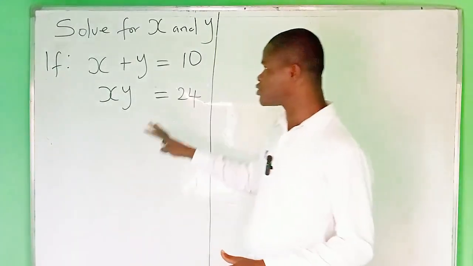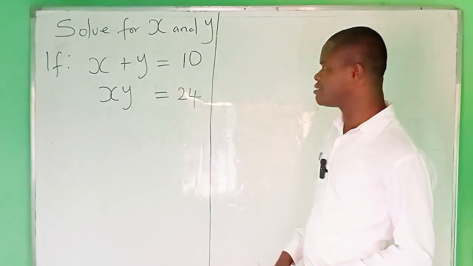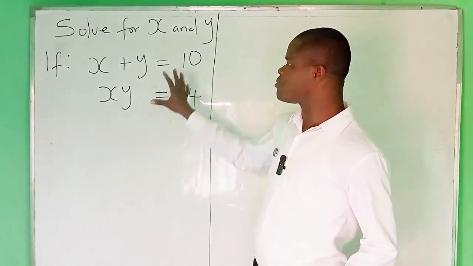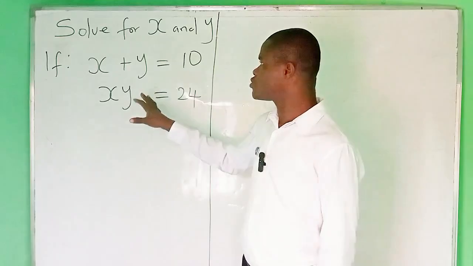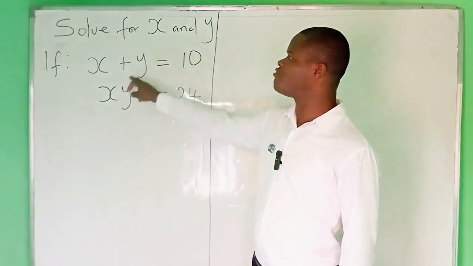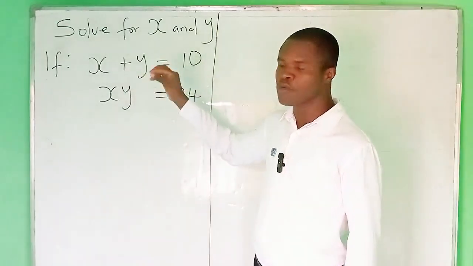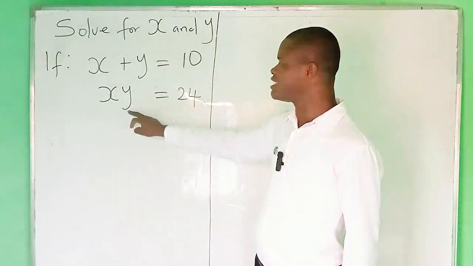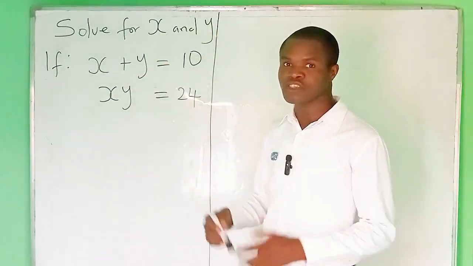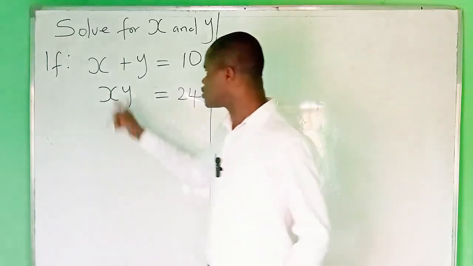So in this lesson, I want to show you how to solve questions like this. Okay, so when you have a problem like this, what you are supposed to do is to make one of the variables here the subject of the formula and then slot it into this next equation and then solve whatever you have. Okay, so let's begin.